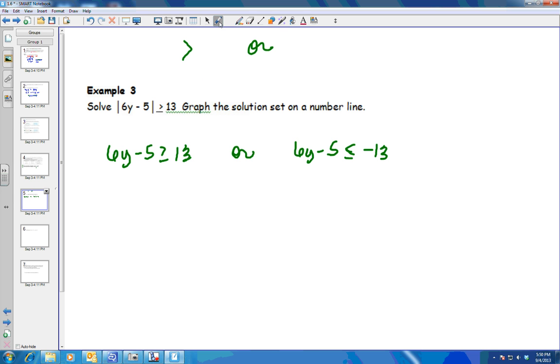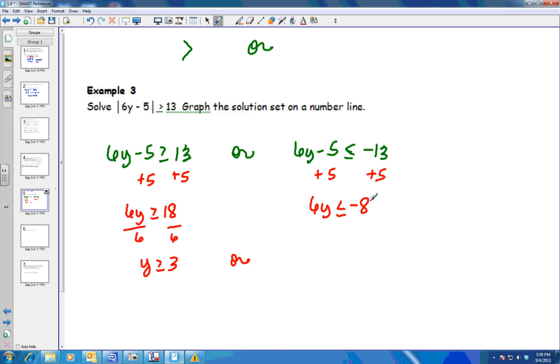So now I'm going to solve these. Okay, so the first thing I'm going to do is add 5. So I'm going to add 5 here, add 5. 6y is greater than or equal to 18. Divide by 6. So y is greater than or equal to 3. Or solve this one. Add 5, add 5. 6y is less than or equal to -8. Divide by 6. So y is less than or equal to -8 over 6, but that reduces down to -4 over 3.